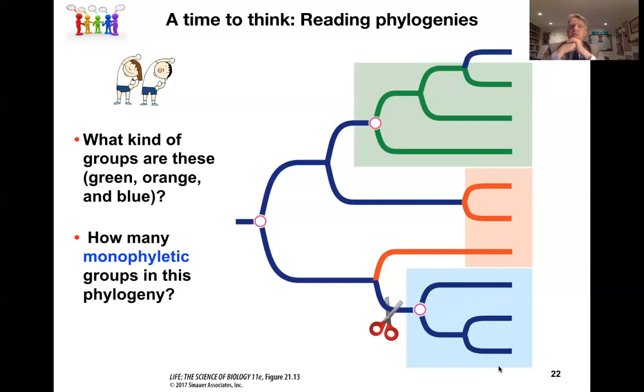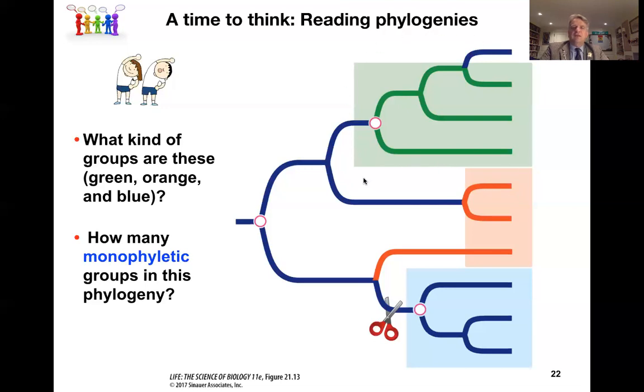Now, how many monophyletic groups are in this phylogeny? Well, the way I think about this is I usually start from the top or the bottom of the tree and move in the other direction. So let's start from the bottom. So we have a common ancestor and the descendant taxa. That's one group, two monophyletic groups. Here's the third monophyletic group. The whole group is the fourth monophyletic group. This clade here is the fifth monophyletic group.